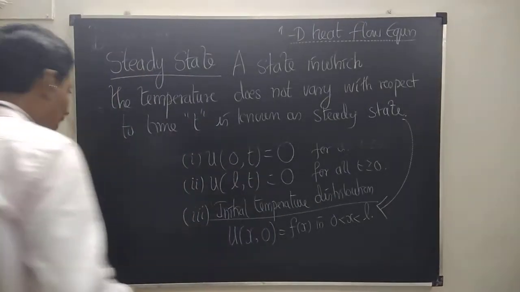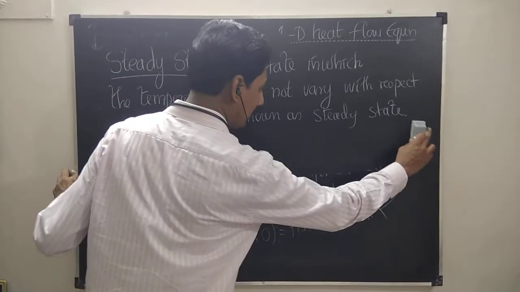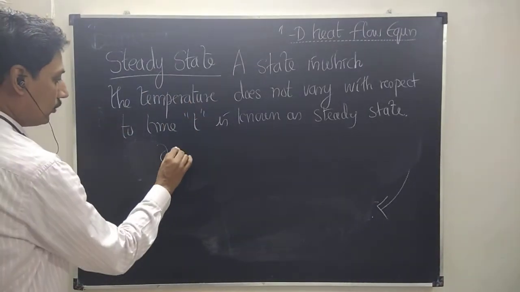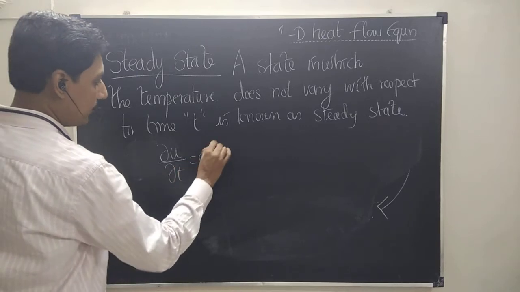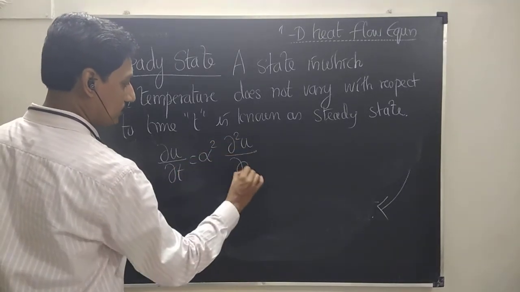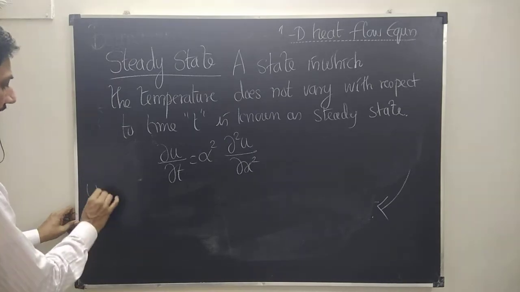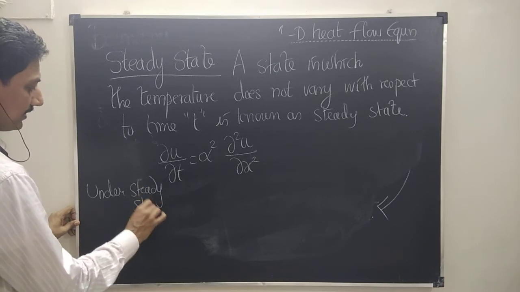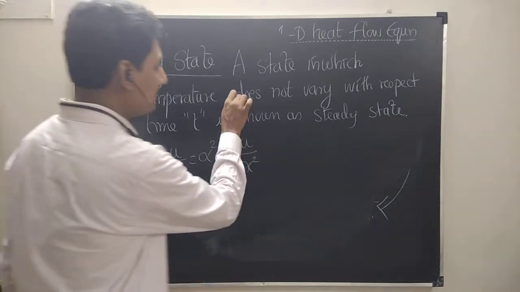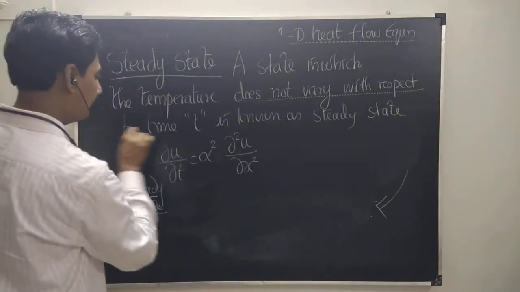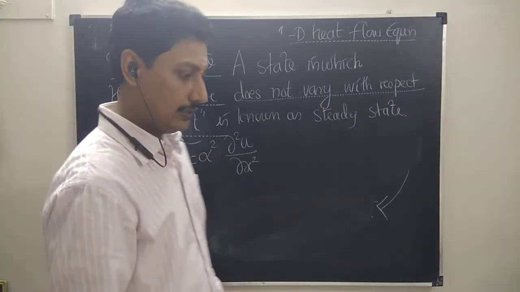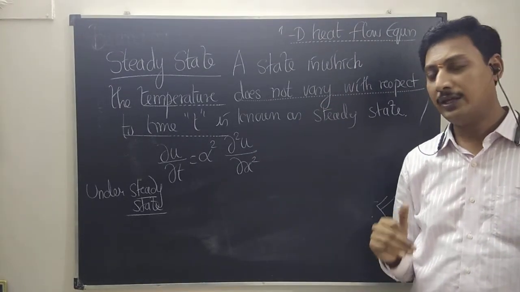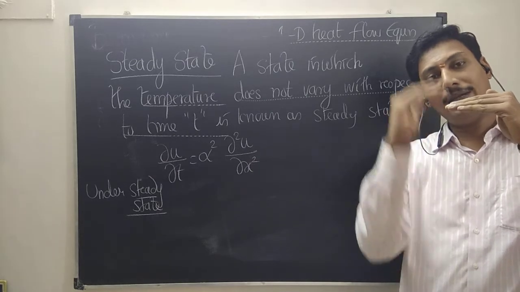Now once again coming back to the one-dimensional heat flow equation. What is the one-dimensional heat flow equation? It is ∂u/∂t = α² ∂²u/∂x². So under steady state, what happened? Steady state says that the temperature does not vary with respect to time t. Once it reaches the maximum point of the temperature, then it will be stable. It cannot be raised thereafter.